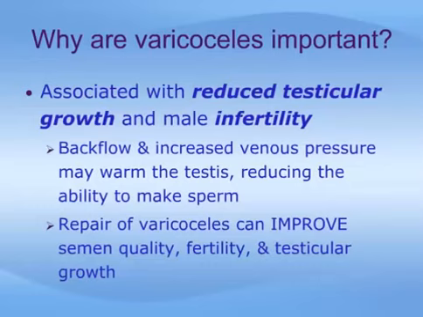Most researchers believe that this is because varicoceles can damage the testicles due to overheating. Testicles normally are about 2 degrees cooler than the rest of the body, and this temperature difference is essential for sperm production. A varicocele on one side can have effects on both testicles. Correcting or repairing varicoceles can improve semen quality, fertility, and the growth of the testicles.